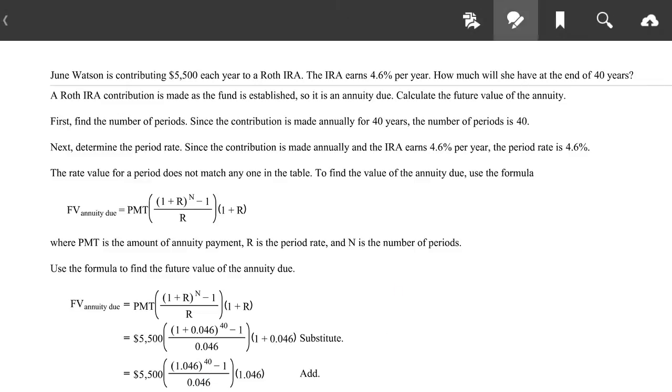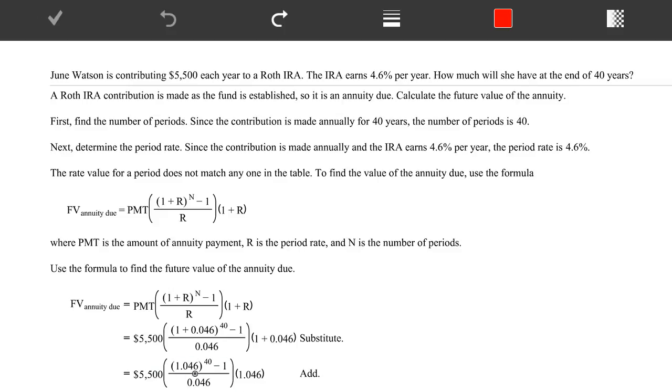When you do order of operations, you need to do your powers first. Then you have to do what's on top of the fraction. Then you take that answer and divide it by this part right here. Once we get that number, we'll multiply it by 1.046. Then we'll multiply it again by 5,500, because it doesn't matter what order you multiply in.